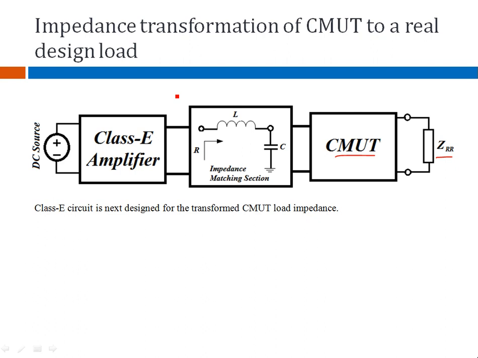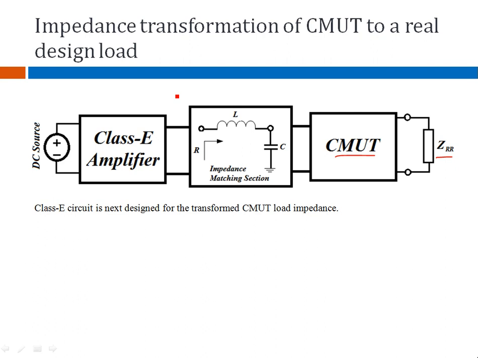Then driving that load with an amplifier which has an output impedance which might be real, or if it is a linear amplifier, it serves no purpose because you're going to have a lot of harmonic content, and that is going to compromise the radiated power.